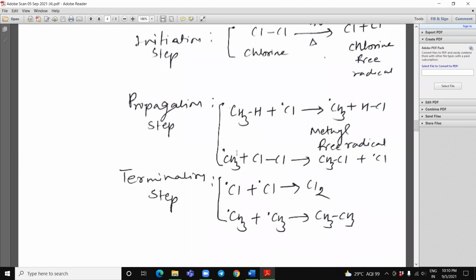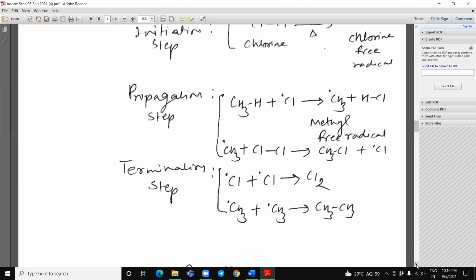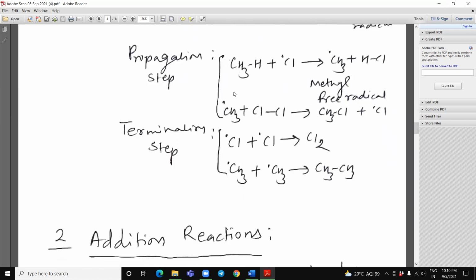Then in propagation step, methane will react with this chlorine free radical and it will give methyl free radical. This methyl free radical will react with another halogen molecule and it will give substituted product. So this reaction is called free radical substitution reaction. In termination step, all free radicals will combine and they will give neutral molecules.